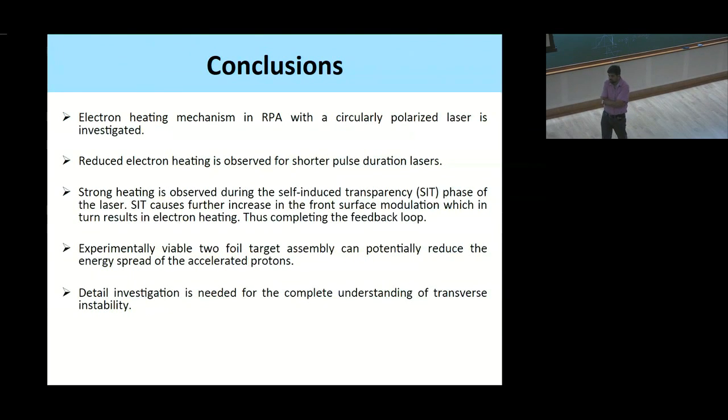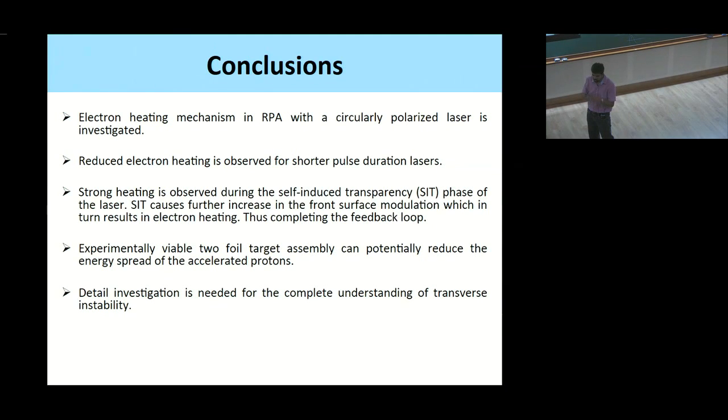Very nice talk. Is there an optimum separation between these two foils, depending on the pulse length of the laser that you're using? For these simulations, I took the worst case, that is the longest pulse duration, which was giving me the broad spectrum, and tried to optimize the target separation. So it's a balance of the energy that you can get and the spread. If I put my target very close, then obviously I don't have any heating, but I don't have any acceleration as well.